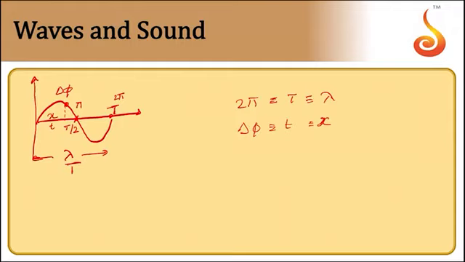So the relation is simple. Delta phi divided by 2 pi is equal to x divided by lambda, that's equal to t divided by T. So using this you can relate the phase difference and the path difference very easily. A very simple relation.